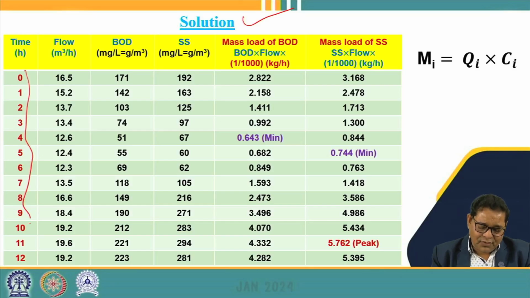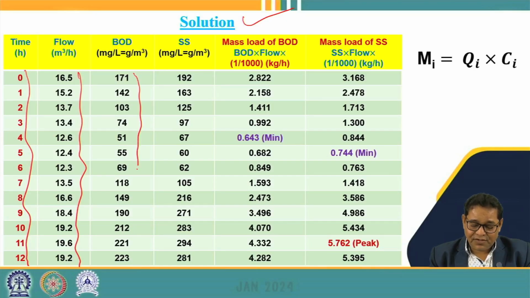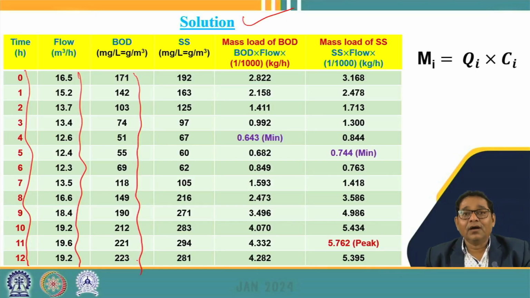Again, we have to write the time period, and for each time period we have to mention the flow rate as given in the table.